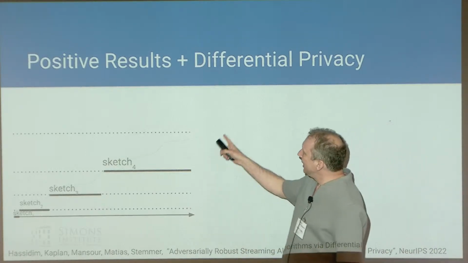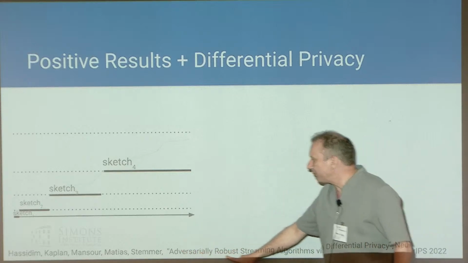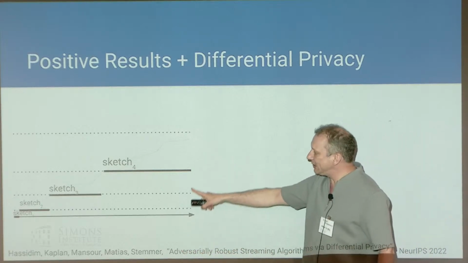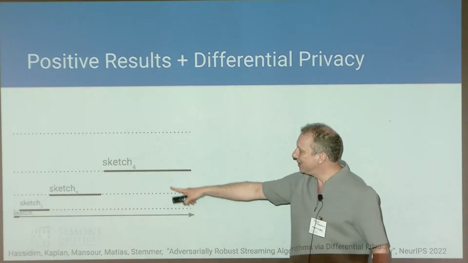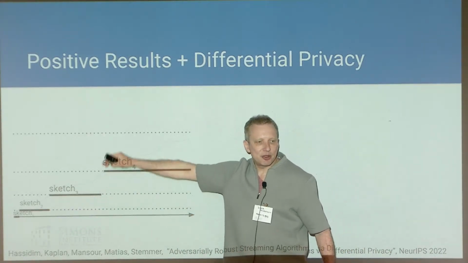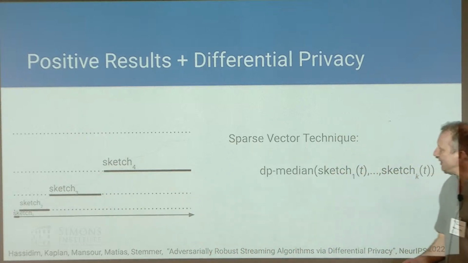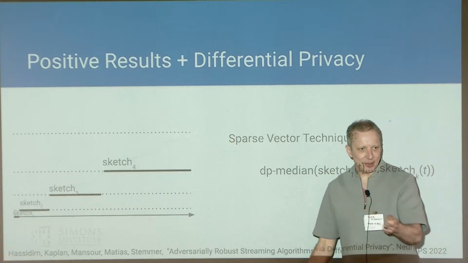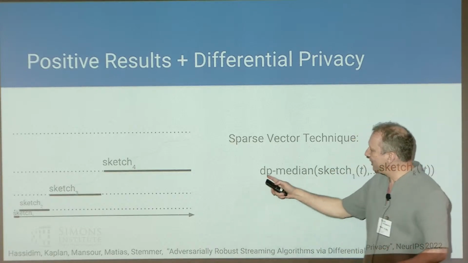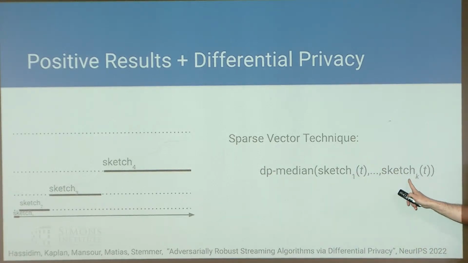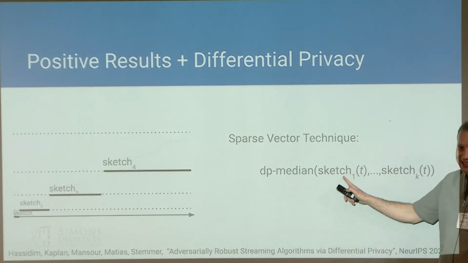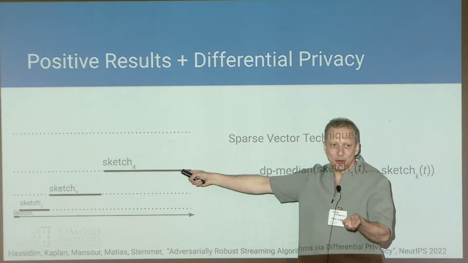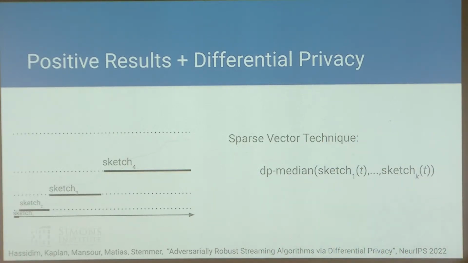But that's a mistake, because in this result, differential privacy is applied not to the inputs into the streaming algorithm, but to this logarithmic number of sketches themselves. They use what's called the sparse vector technique, and instead of using one sketch at a time, they keep computing the median between the sketches in a differentially private manner that protects the identity of the sketch that is actually closest to the truth. So this is an instance of differential privacy doing something for algorithms, not the other way around.